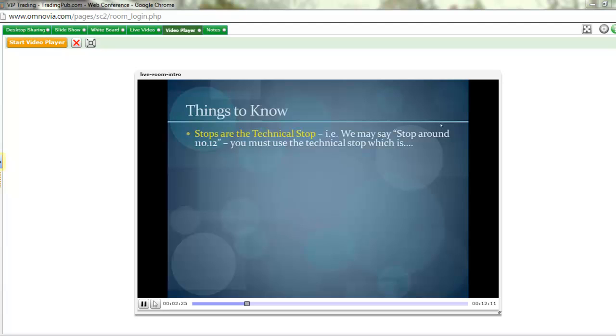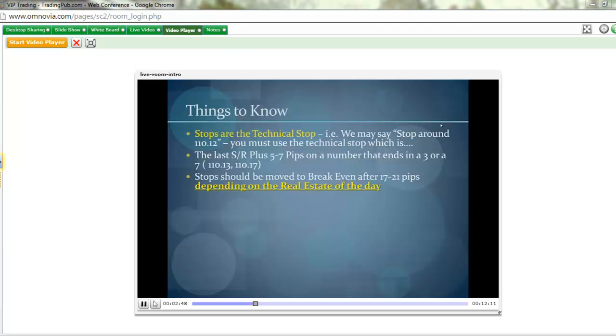So stops are always going to be the technical stop. We may say the stop's around 110.12. You must use the technical stop, which is the last support or resistance, depending on your direction, plus 5 to 7 pips on a number that ends in a 3 or a 7. So in this case, it must be 110.13 or 110.17. We also never use a 5 because 5 is used often in option contracts. Stop should be moved to break even after 17 to 21 pips, depending on the real estate of the day. So in other words, it's not automatic. At 17 to 21 pips, you look and see if you might be able to move your stop.